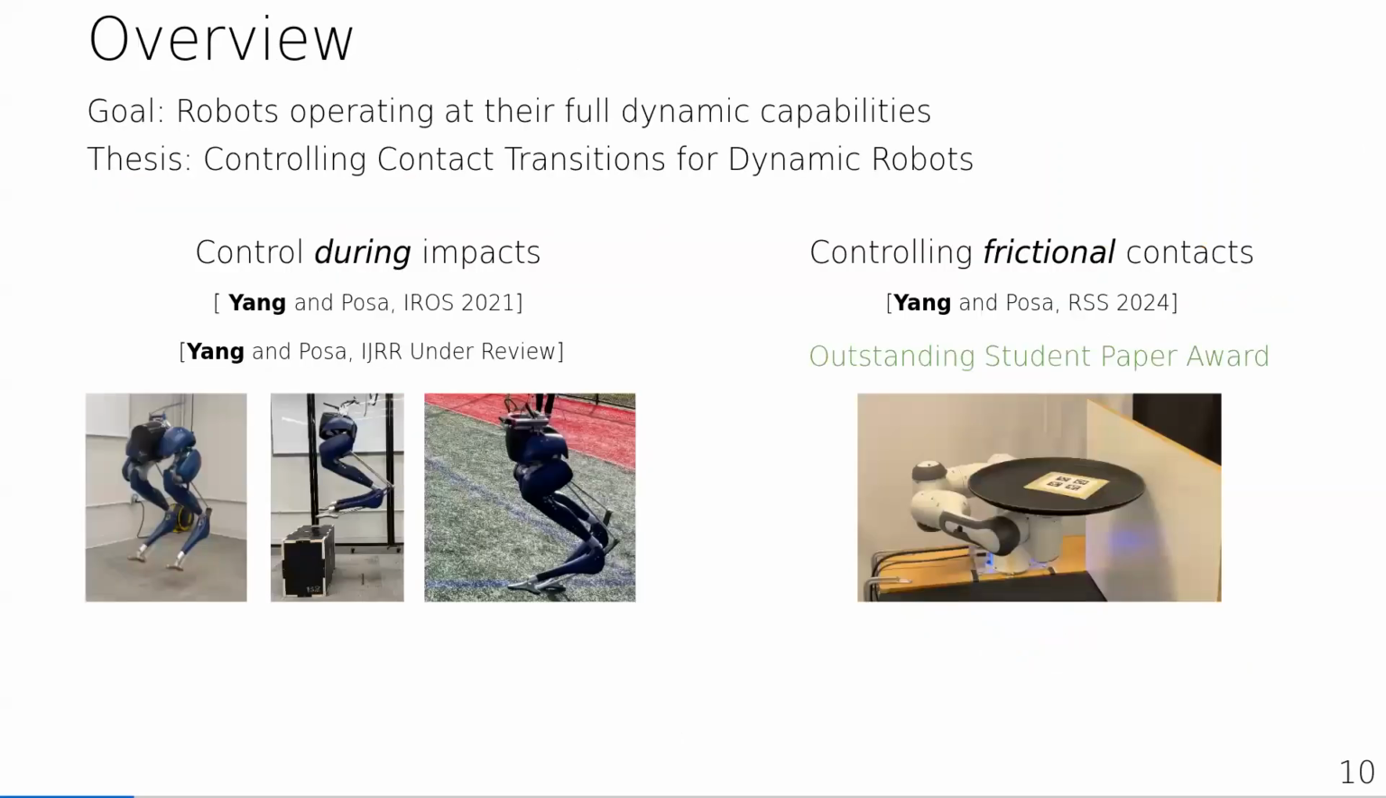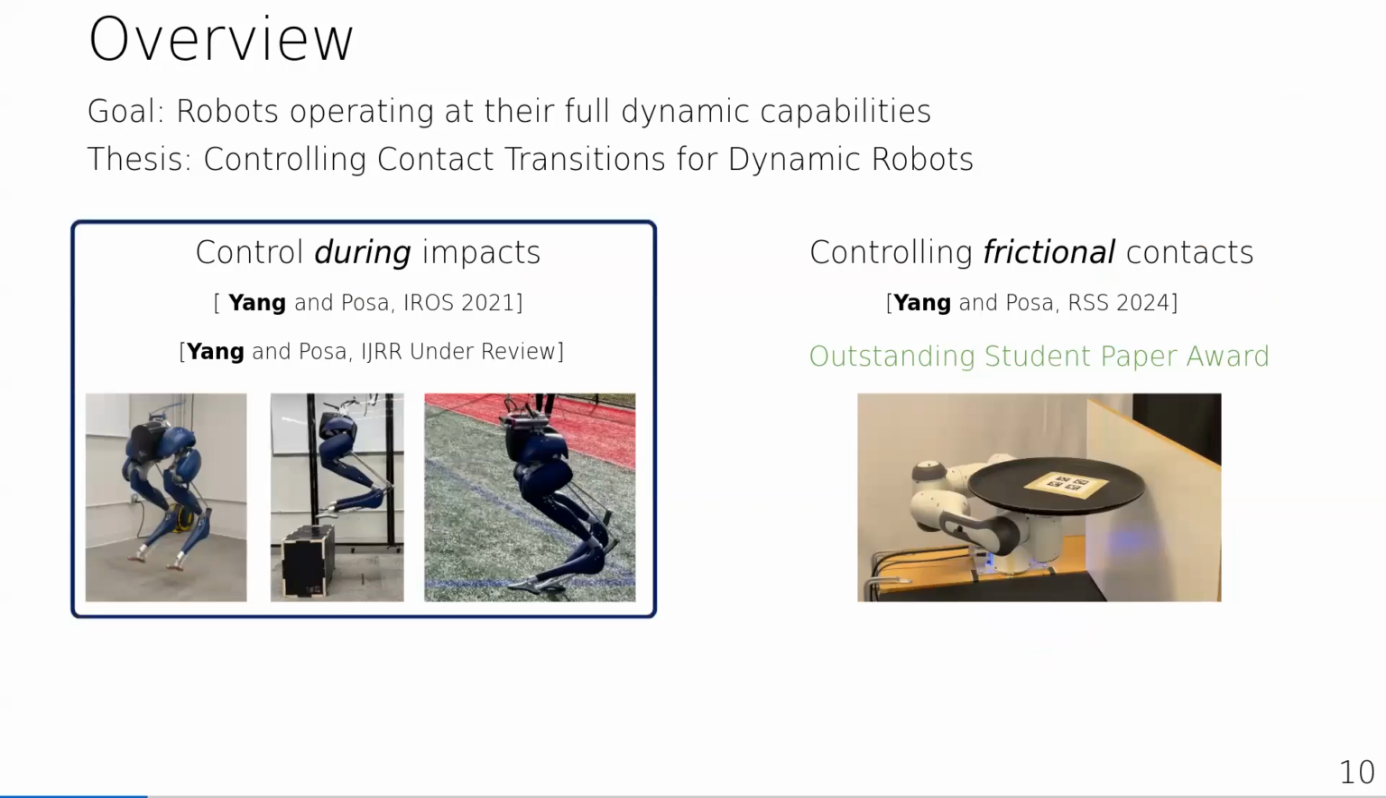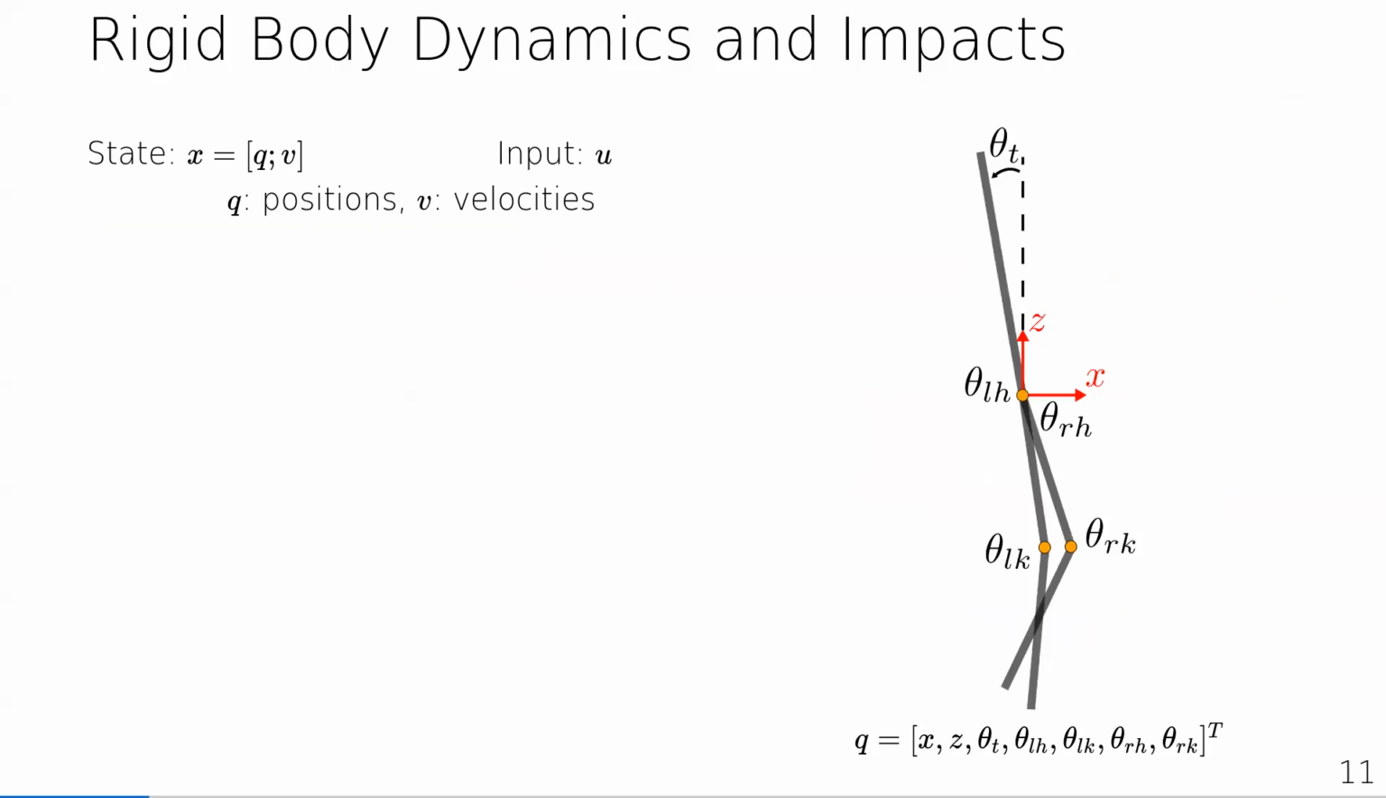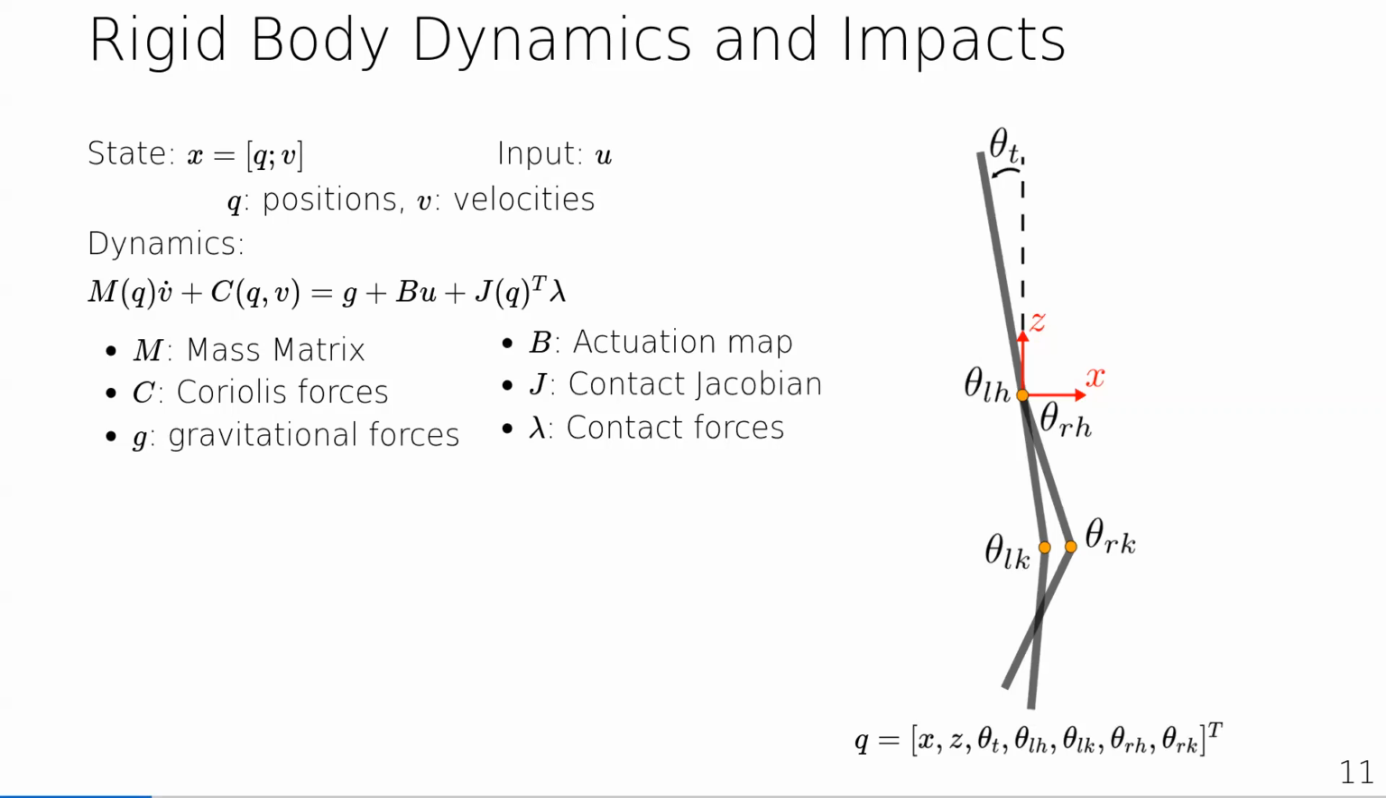Okay, now with the preliminaries out of the way, we're going to talk about my first work, which is on control during impacts. To understand why impacts are so challenging, we first need to understand rigid body dynamics and impacts. In our work, we model our robots as a collection of rigid bodies, and we can define the state of the robot using the positions and velocities of the robot. This includes states like the position of the base link, as well as the joint angles. We can express the dynamics using the following equation, and we have the quantities defined below.